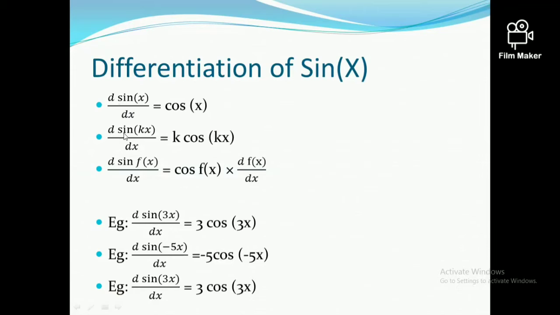Then, if you want to differentiate sine kx, for example, sine 3x, in that case, the answer would be cos kx and you get a k value in front of that. That came by differentiating this kx. The exact answer for the differentiation of sine kx is cos kx. Then the differentiation of kx is k. That is why this k came over here.